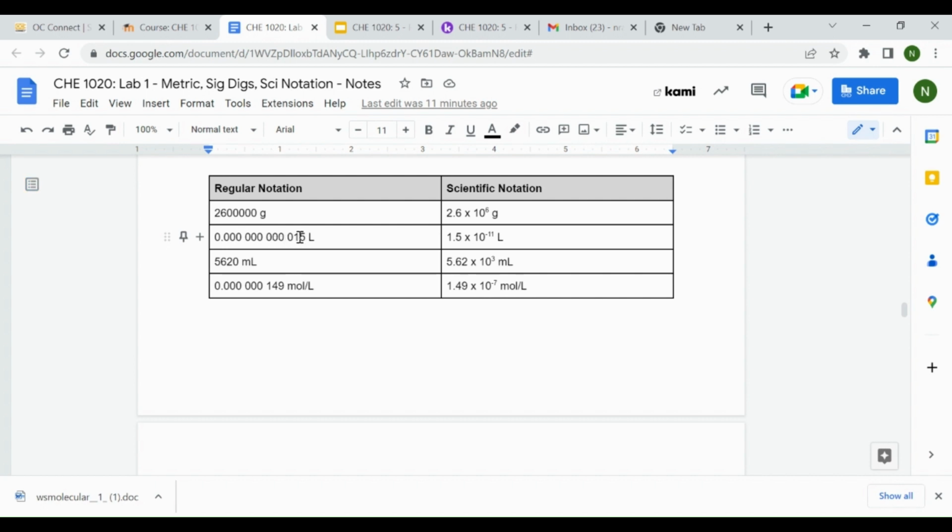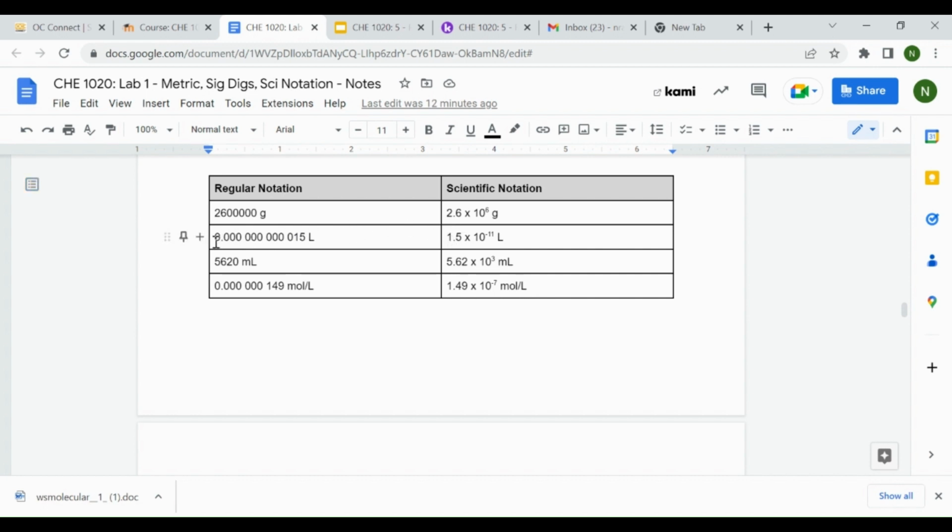And I keep doing that until I end up with a decimal place right here between the 1 and the 5. That's a number between 0 and 10. So let's see how many times I'd have to move that decimal over to get it to between 1 and 5. If I move the decimal place over here, that's 1, 2, 3. Well, there's 3 more, that's 6. There's 3 more, that's 9, 10, 11. 11 places is what I would have to move that decimal place to get 1.5.